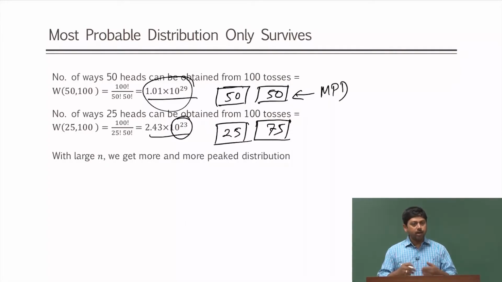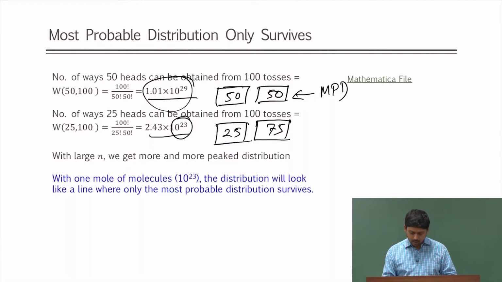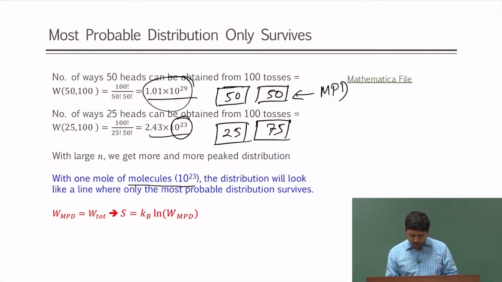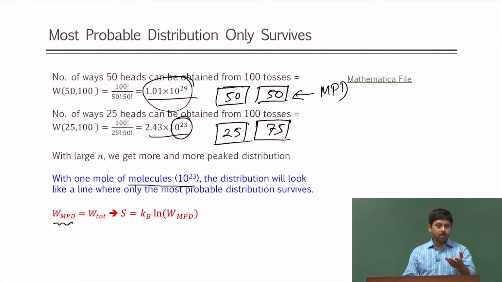So, with large n this will become more and more prominent, such that for 1 mole of particles the distribution will look like a line, which we call a delta function, just a straight line, which means that only one value survives and everything else does not. So, one distribution is more than enough, and that is why we say that for n particles, how many possible distributions, n, but all n minus 1 are not important, only one is important, and that is the most probable distribution.